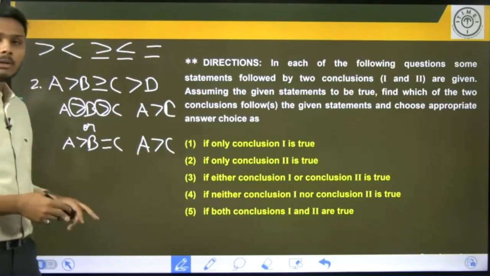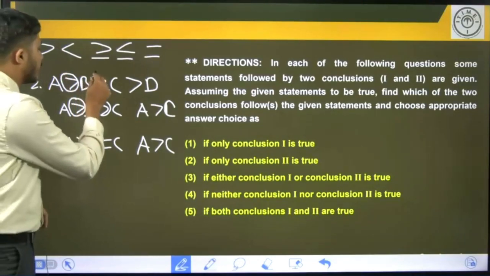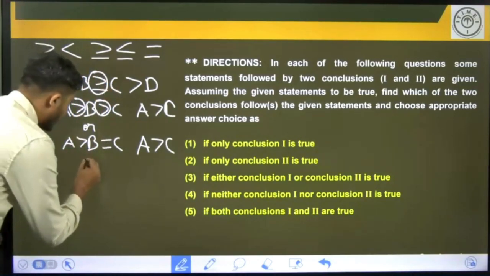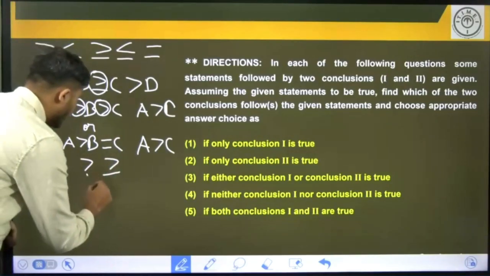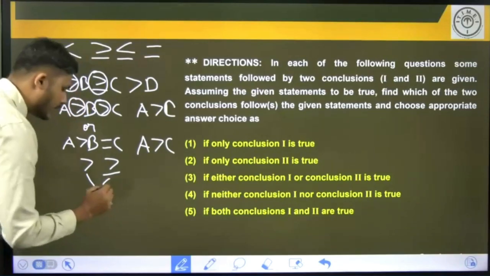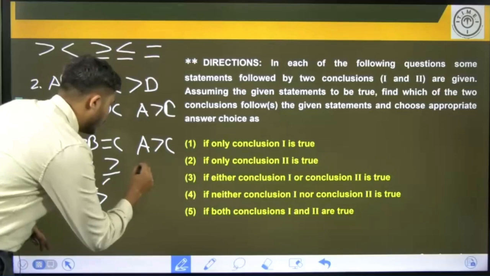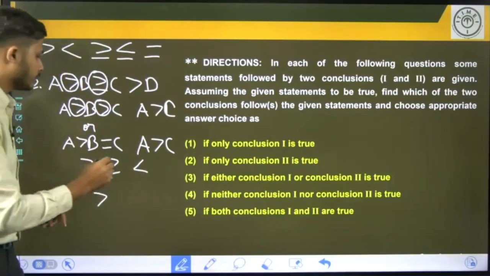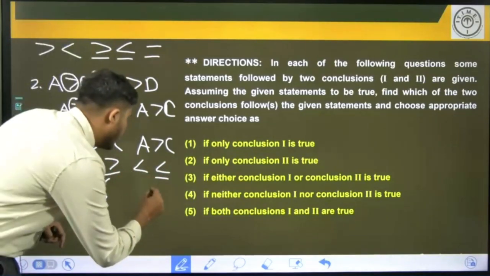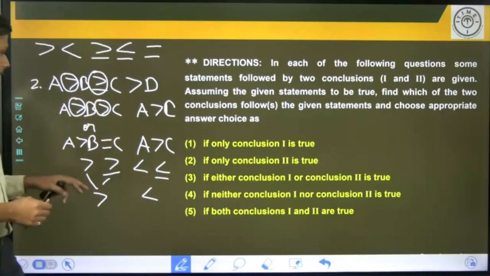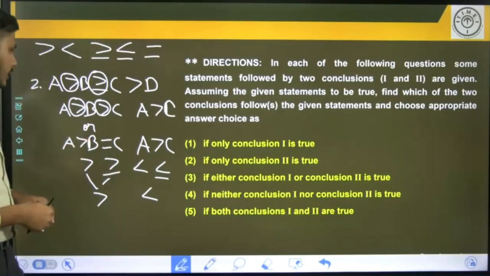So from this we can conclude that if the symbols are greater than and greater than or equal to, the end result will always be greater than. And this is also same if the symbols are less than and less than or equal to, the end result will be less than. Okay, this is the one we have to remember in the second shortcut.